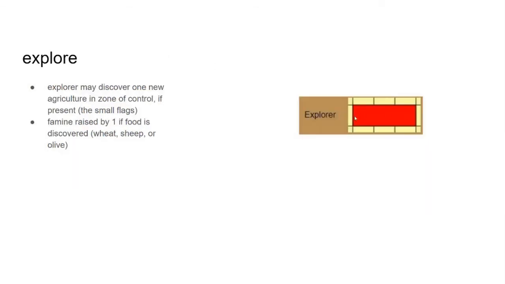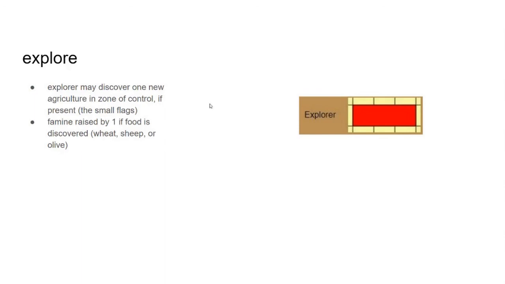So if we have a manned explore building, then the explorer can go out to the small flags within the zone of control and discover a new agriculture, sheep, wheat, or olive. And famine will be raised by 1 if food is discovered. So wheat, sheep, or olive. If you discover wine, it doesn't affect famine. But if you discover one of the other 3, it does affect famine.